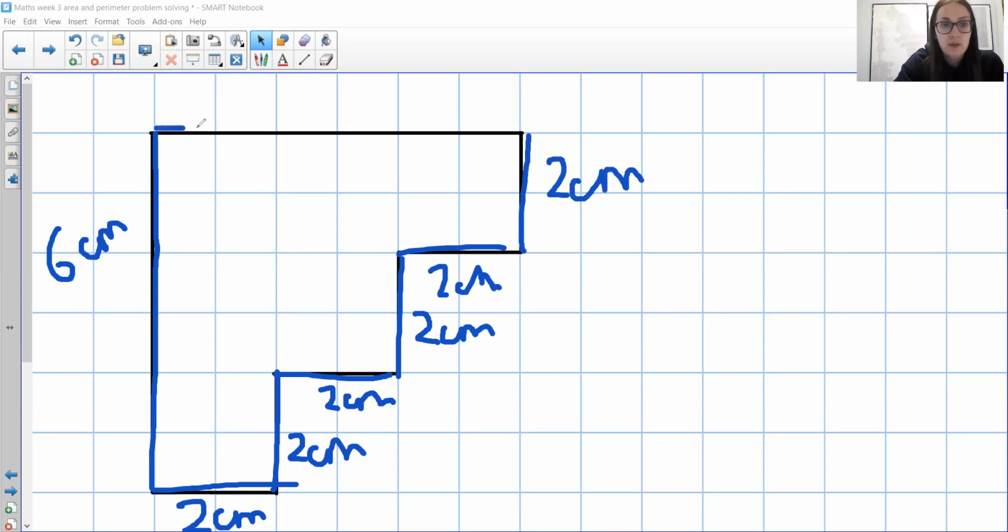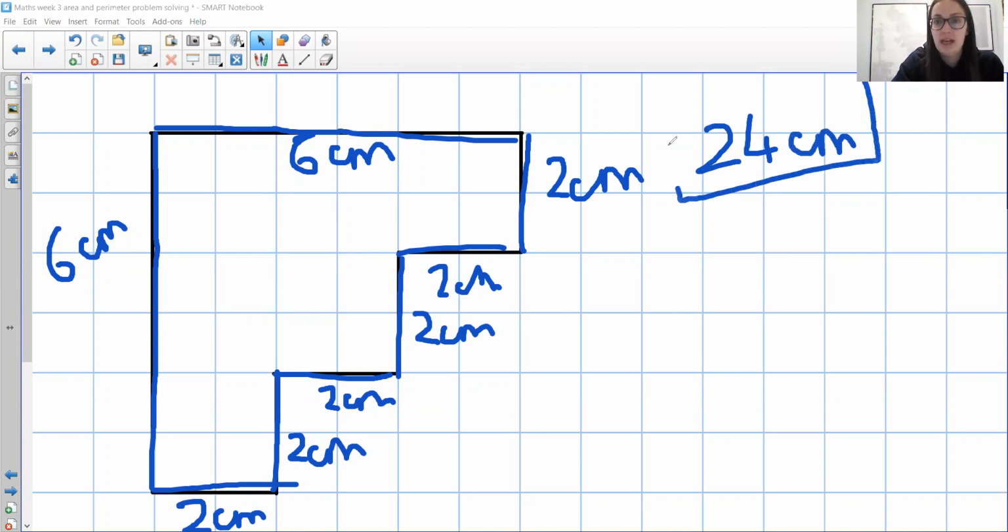And then this top length is 1, 2, 3, 4, 5, 6. Also 6 centimetres. So to work out the perimeter of this then, I would do 6 centimetres add 6 centimetres, which is 12, 14, 16, 18, 20, 22, 24. Did I do that right? I'm going to try that again. 6, 12, 14, 16, 18, 20, 22, 24. 24 centimetres squared. Oh, no, not squared. Goodness me, it's thrown me off now. Right, 24 centimetres. Okay, the perimeter is 24 centimetres.